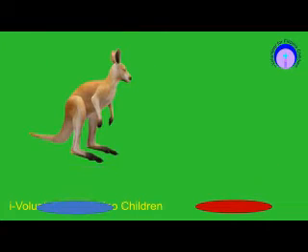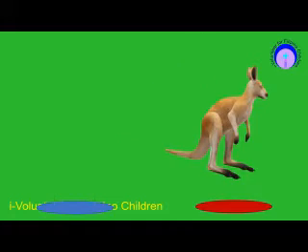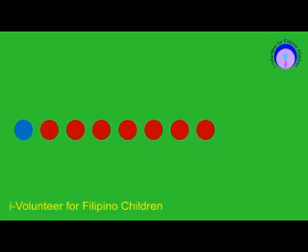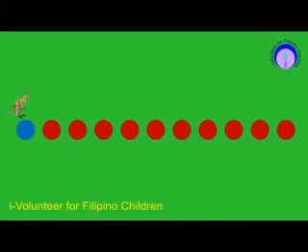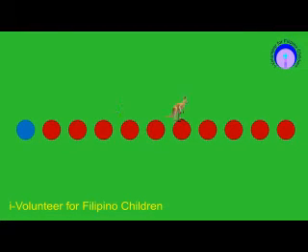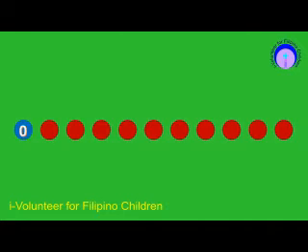Upang mas lalo nating maintindihan ang number line, kailangan natin ang tulong ni kangaroo. At itong mga balls naman, ito ang tatalunin ni kangaroo. Mula 0 ay tatalon si kangaroo one step at a time.